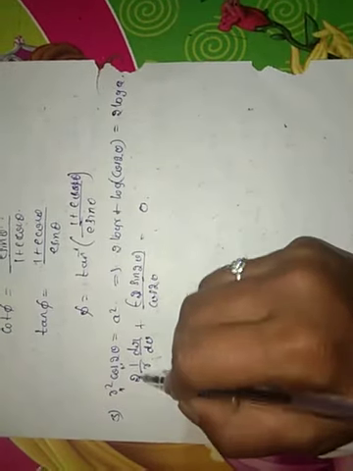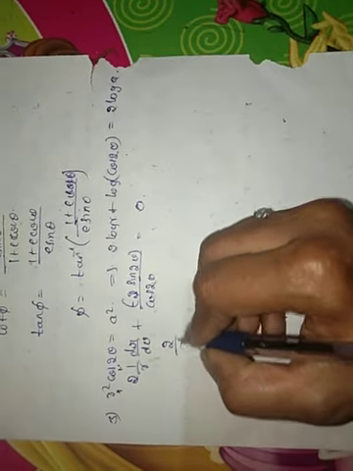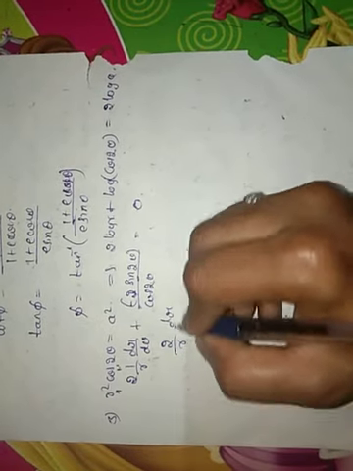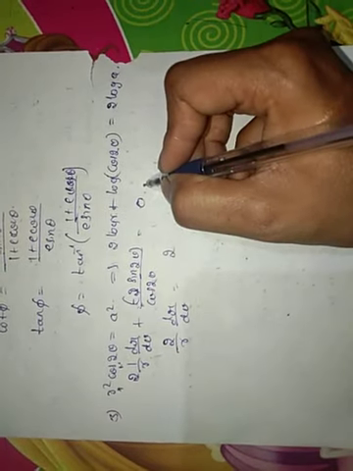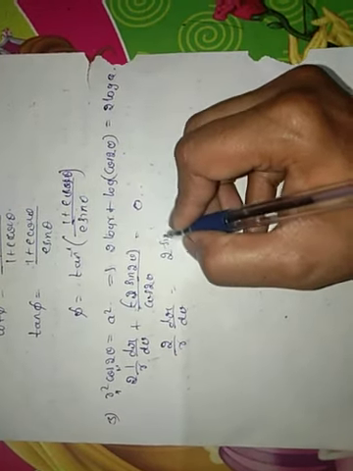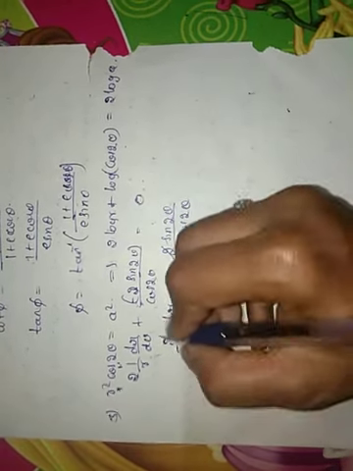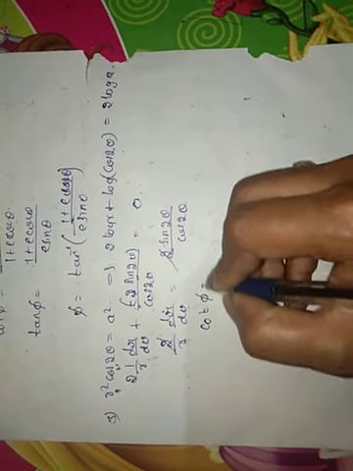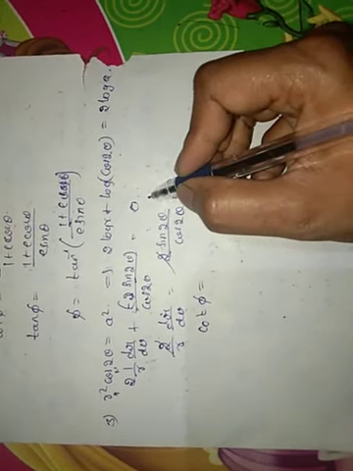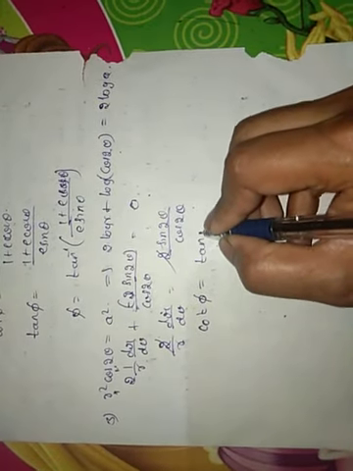Take this term onto the RHS. 2 by r into dr by d theta equal to, if we take this minus sign to the RHS, then it becomes plus. So 2 sin 2 theta divided by cos 2 theta. Cancel a 2 on both sides. 1 by r dr by d theta becomes cot phi. Sin 2 theta divided by cos 2 theta becomes tan 2 theta.